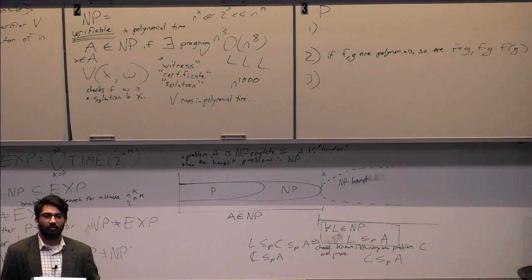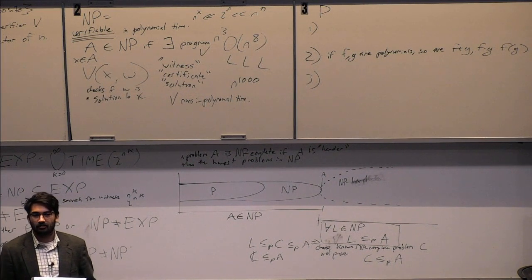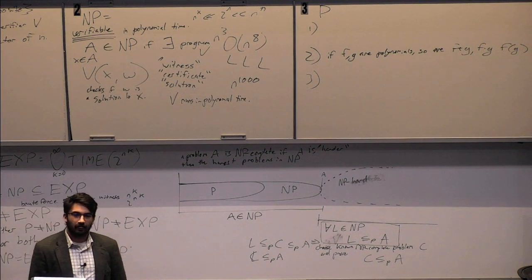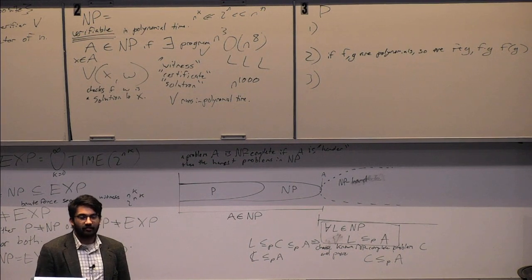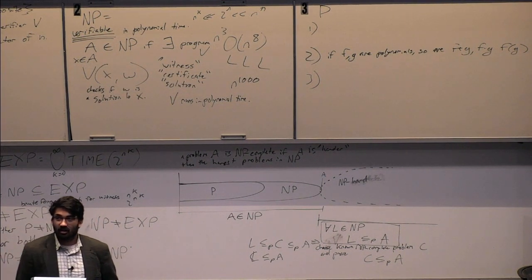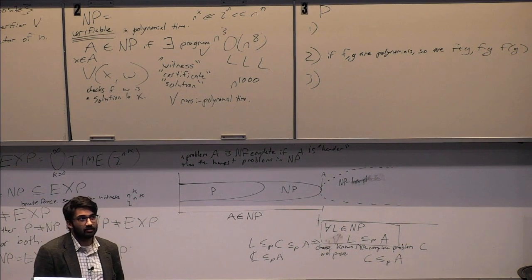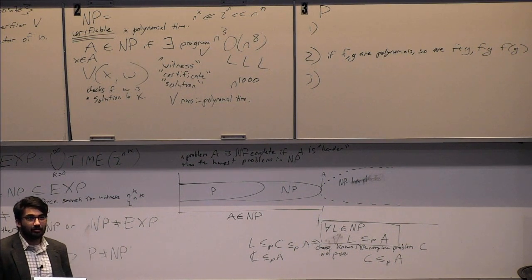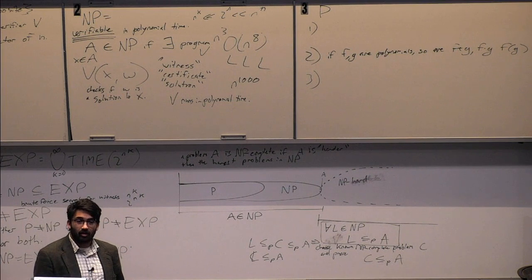What are some NP hard problems that are not NP complete? Chess is one that's NP hard. We don't know how to verify it. In fact, Mario we'll prove is NP hard and not NP complete because we don't know how to verify it. There are unsolvable problems. Halting problem is NP hard.